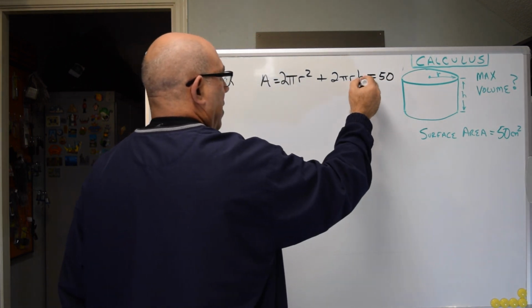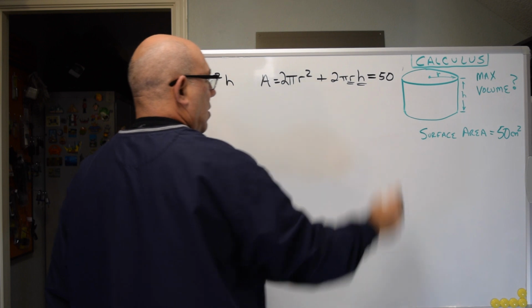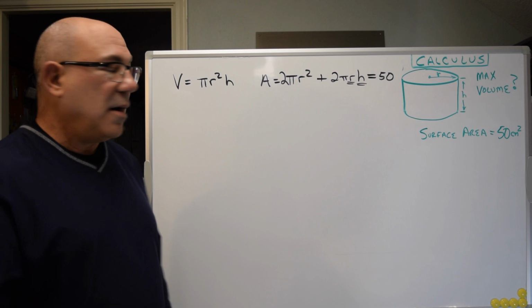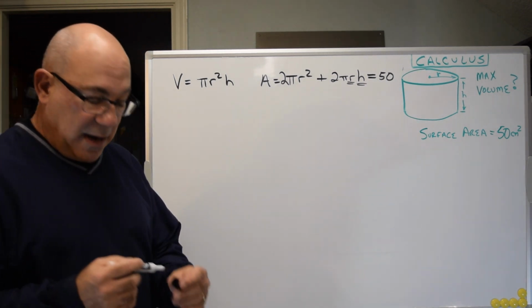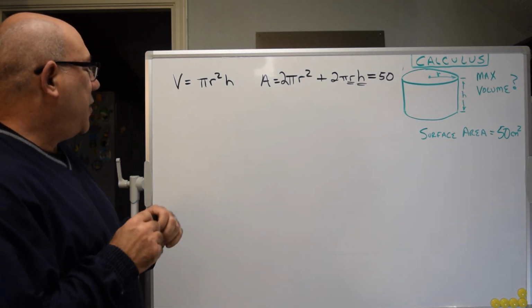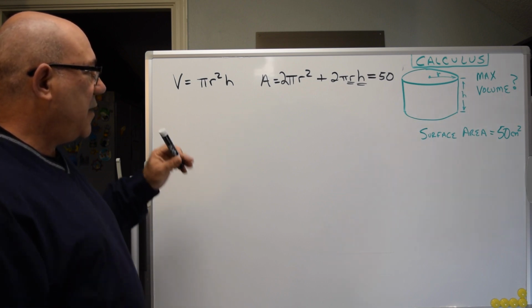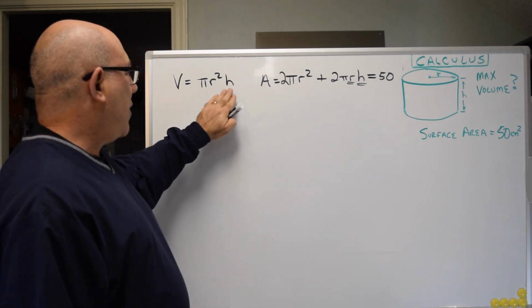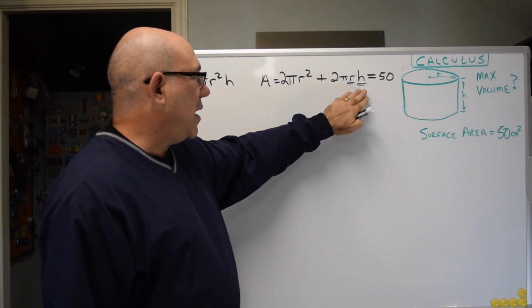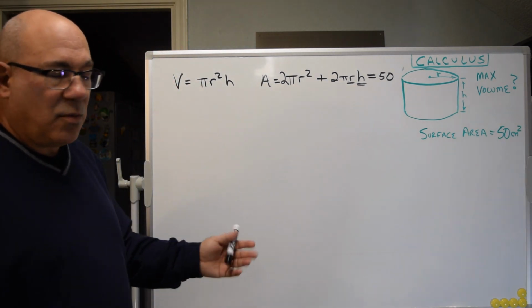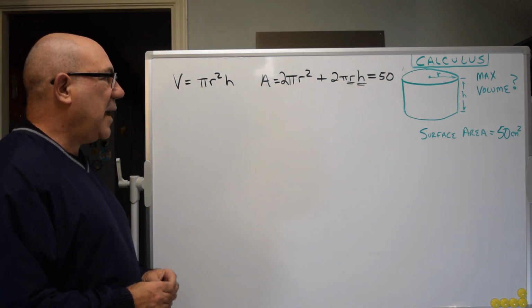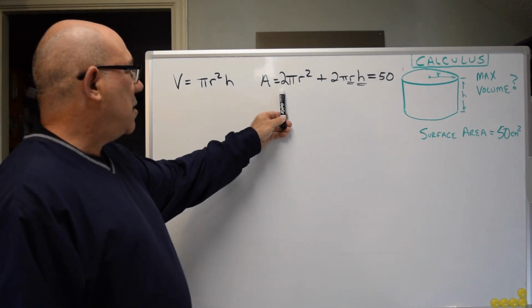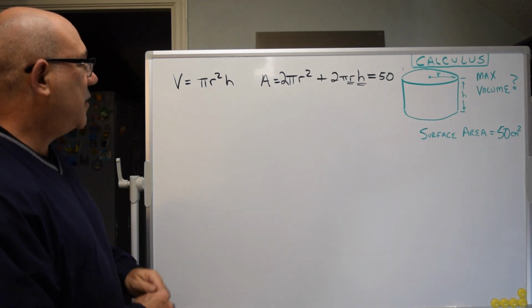Now we have an equation in two variables: h, the height, which we don't know, and r, which we don't know. But we have two equations to figure that out. We have an r squared term, and we have an h raised to the first power, not a quadratic. So it's going to be a lot easier to solve this for h and plug it into the volume function. Okay, so let's do that.